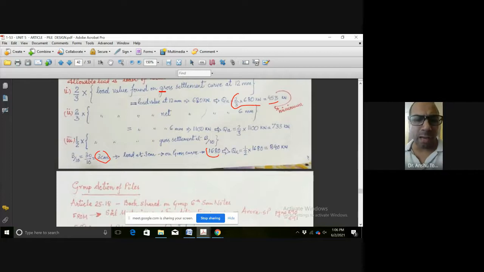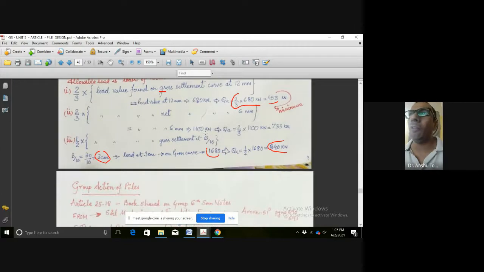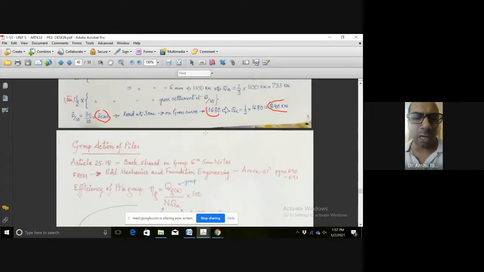Half of this value is going to give me the ultimate bearing capacity of the pile from the pile load test corresponding to the third criterion, which is coming out to be 840 kilonewton. Now out of all these three, the minimum is the first one, which is 453 kilonewton. So that will be taken on the safer side as the ultimate bearing capacity of the pile, which is being evaluated from the pile load test.